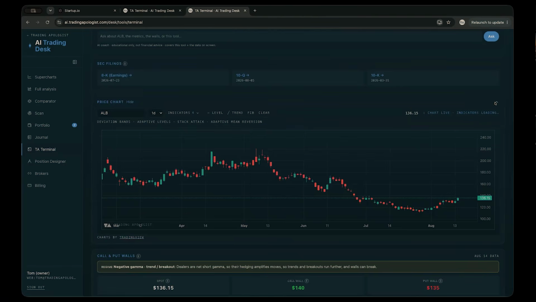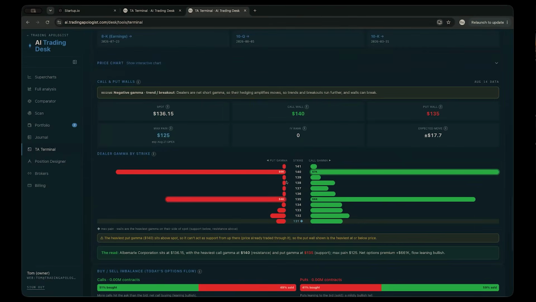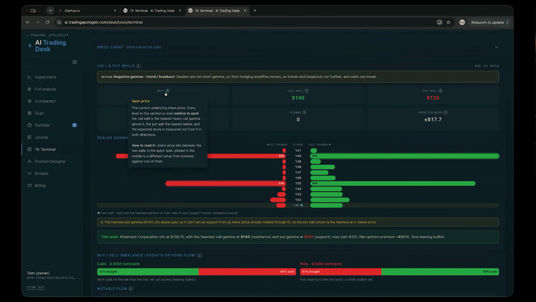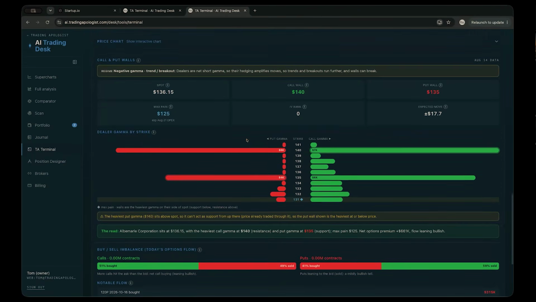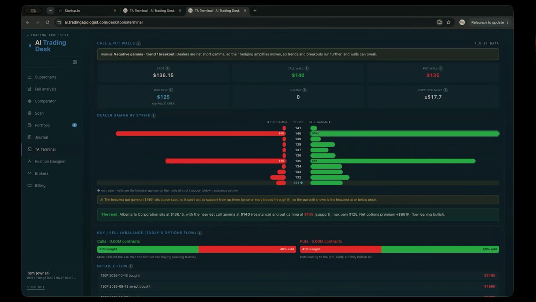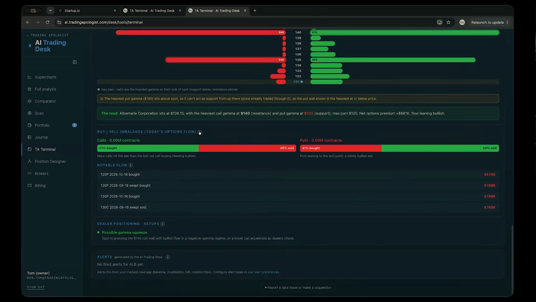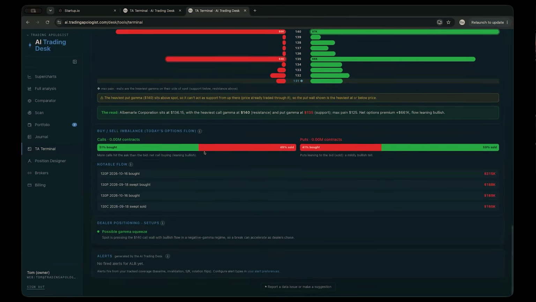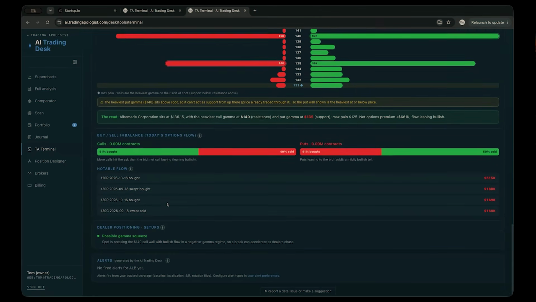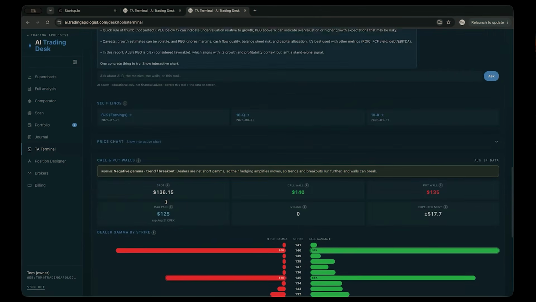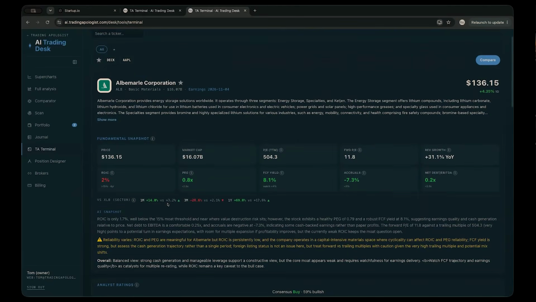I'm not logged in. And then we just get the options call and put wall. Again, all the info here. And this is more of a near-term read. So where do we expect resistance? Where do we expect support just based on the options activity? And is there any buy-sell imbalance? And you can learn about this here as well. And then we get into some notable flows and dealer positioning setup. So to really get that holistic overview of how an asset is looking, this is your go-to right here.